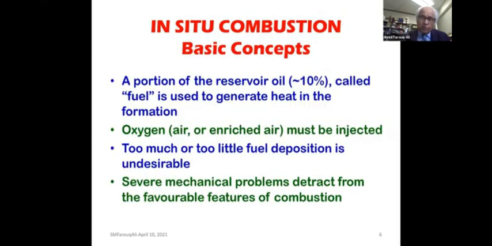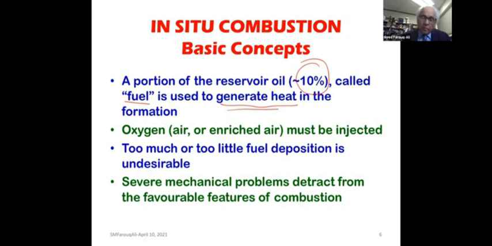Okay, basic concepts of in situ combustion. Here is the most important one by far, which is the big selling point: a portion of the reservoir oil, less than 10%, which we call fuel, sometimes they call it coke, is what is actually consumed to generate heat in the reservoir. So we are burning, or you could say oxidizing, that's the proper word, a very small fraction of the oil in the reservoir to generate heat, which makes it very attractive to people, as you know. That's why people keep doing it.